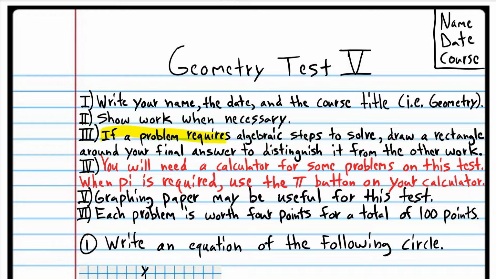As usual, if a problem requires algebraic steps to solve, draw a rectangle around your final answer to distinguish it from the other work. This is all just basic stuff that we already know. So go ahead and put your name, the date, and the course title at the upper right. You're going to lose 1 point for each of those that you don't write. So that's minus 3 points already if you don't do that.